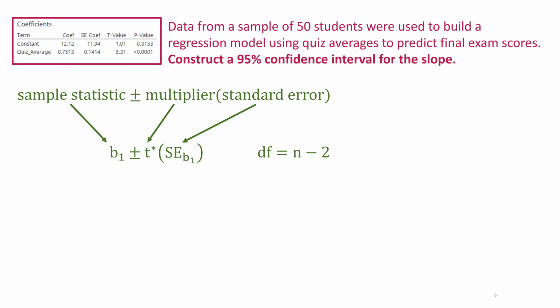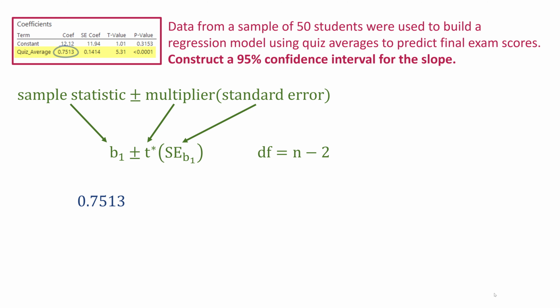In this particular scenario, we can find the sample slope and the standard error for the slope in our coefficients table. These will be in the row that's labeled as the x variable, quiz average. The sample slope here is 0.7513.